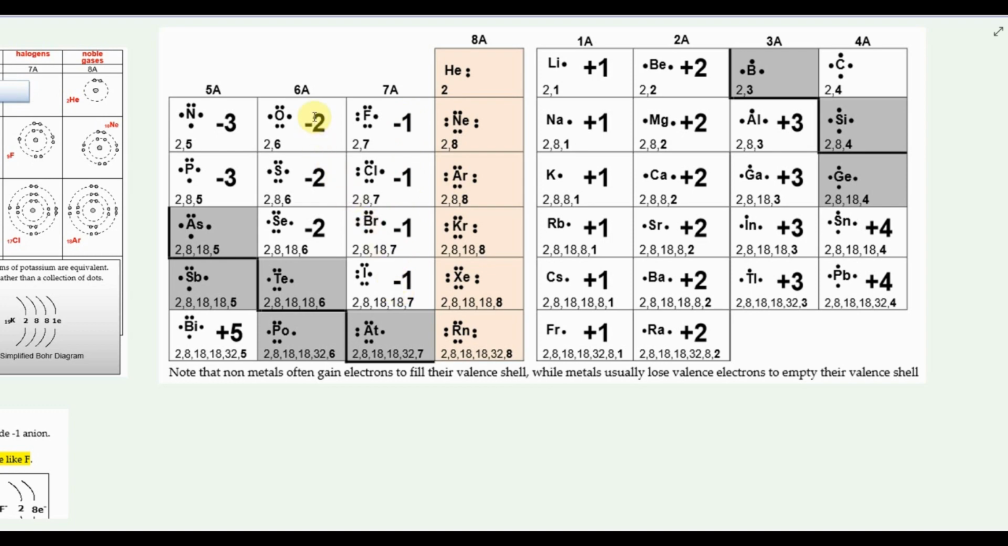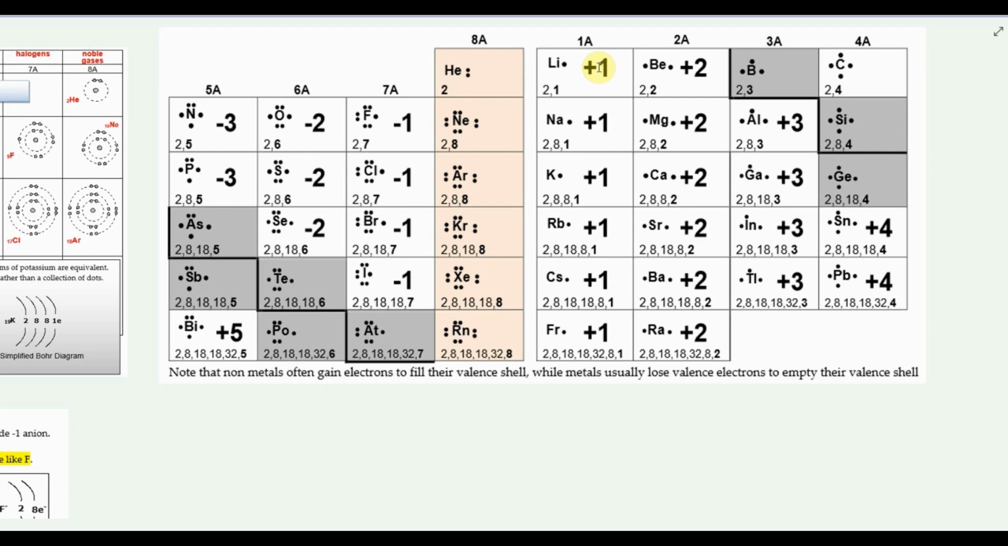Here are the group 6A nonmetals, each of them gaining 2 electrons, forming anions with a charge of -2. And here are the group 5A nonmetals, nitrogen and phosphorus. They will gain 3 electrons and form anions with a charge of -3.